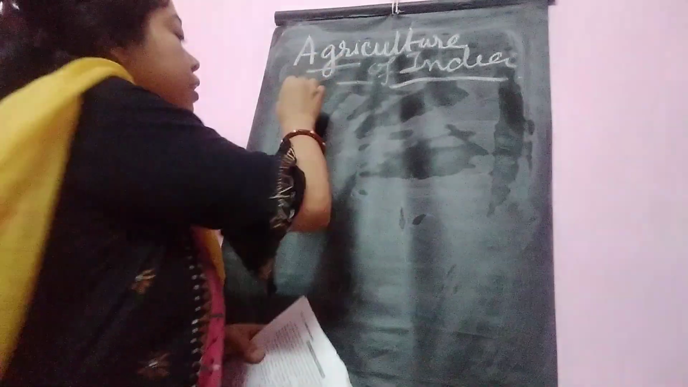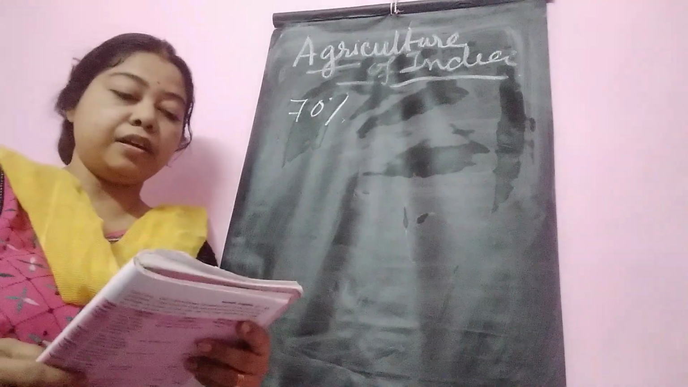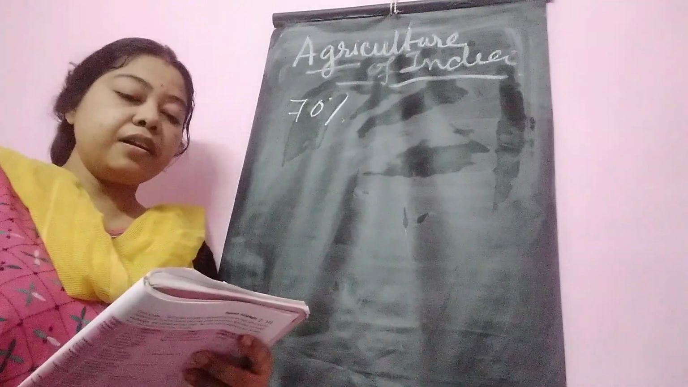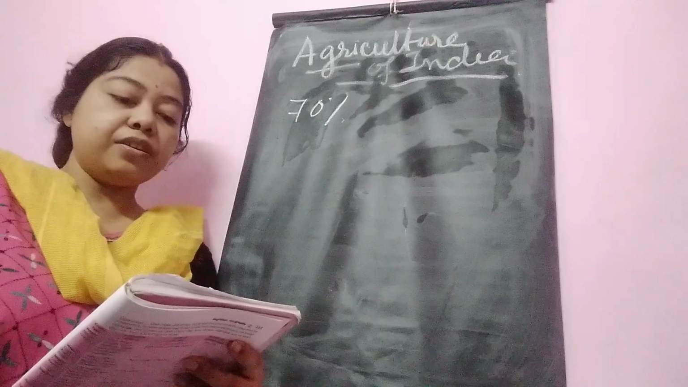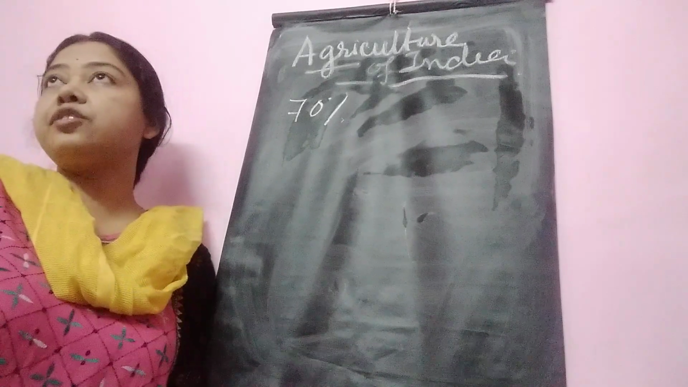More than 70% of the working population maintain their livelihood by cultivation. Underline 70% of the people of our country engaged in agriculture. India's agriculture mainly depends on monsoon and rainfall. So, Indian agriculture largely depends on monsoon rainfall.